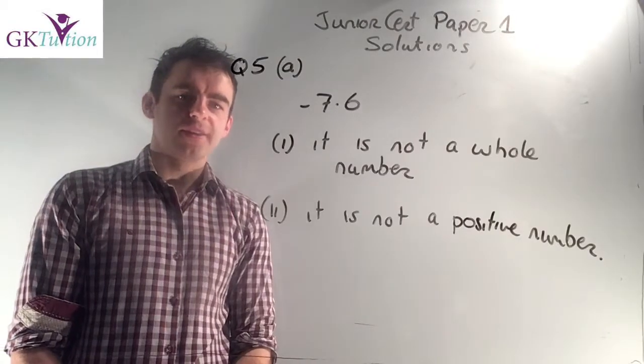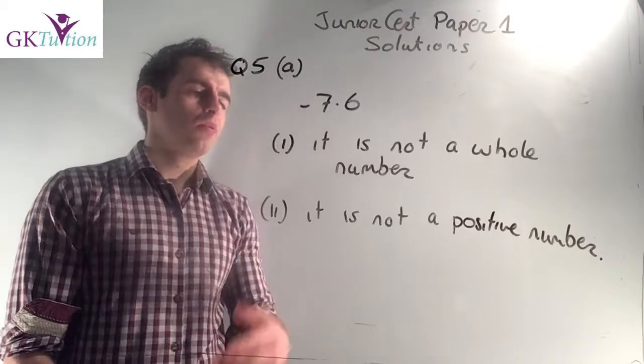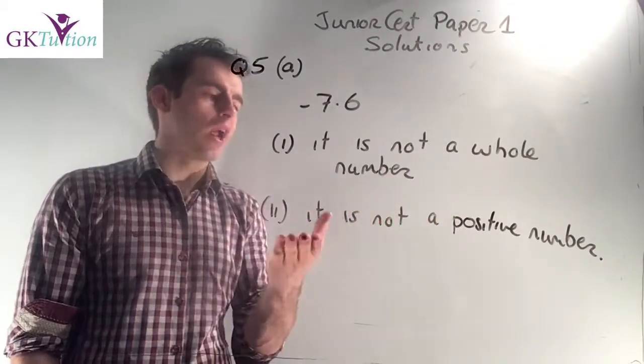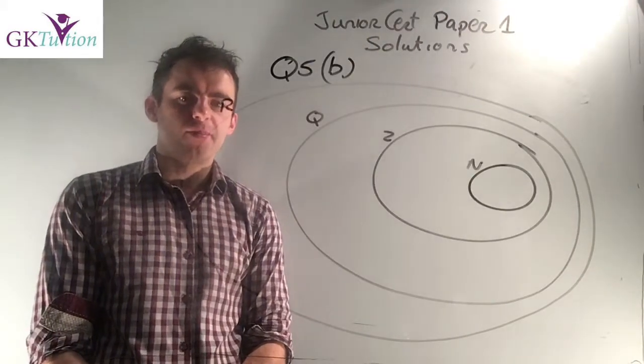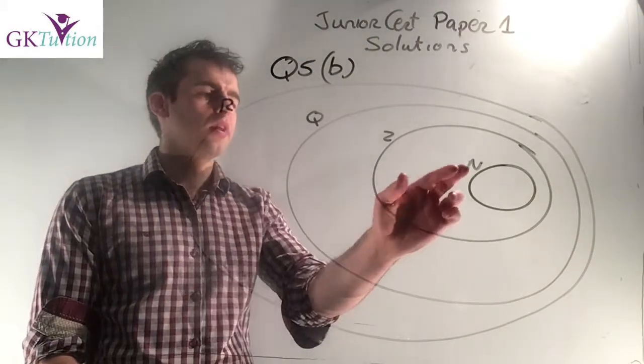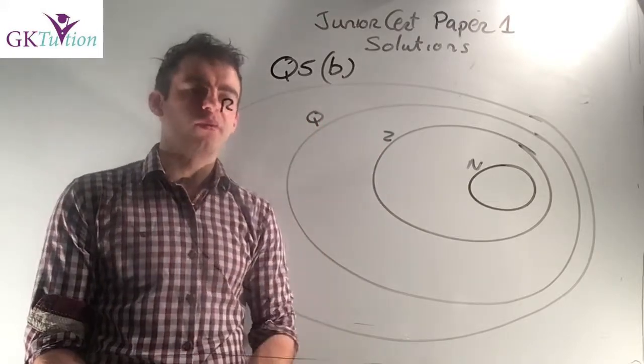For question 5 part A, we're asked to explain why minus 7.6 is not a natural number. Well, the two reasons are it's not a whole number and it's not a positive number. Okay, so for question 5 part B, we need to assign numbers to either natural, integers, rational, or real. So let's just start working our way through this.